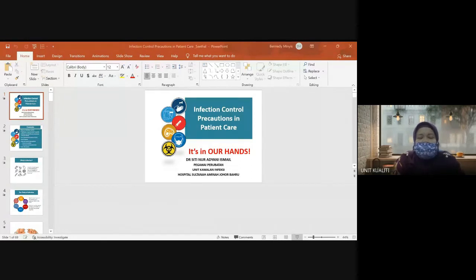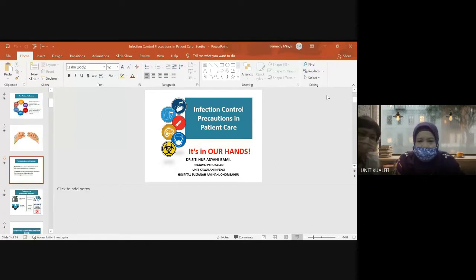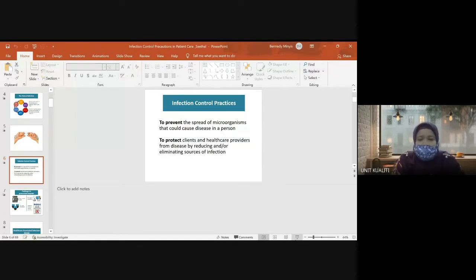Okay, what is the infection control practice? The aim is to prevent the spread of microorganisms that could cause disease in a person, and also to protect clients and healthcare providers from disease by reducing and or eliminating source of infection. So we want to protect our patient, but at the same time we also want to protect ourselves.